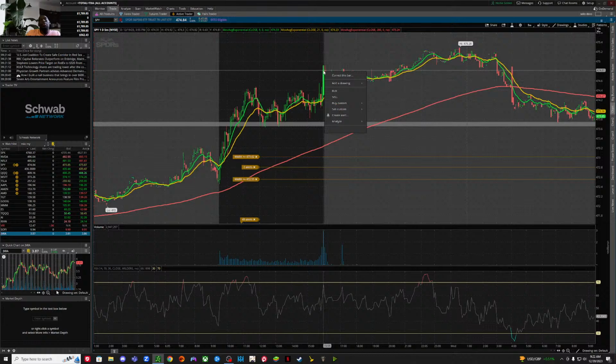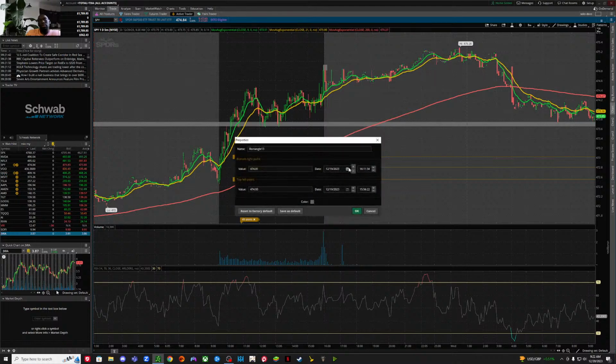Now we need to do the high of the previous day. So this is the area of the high of the previous day. Same thing, year forward, year back.